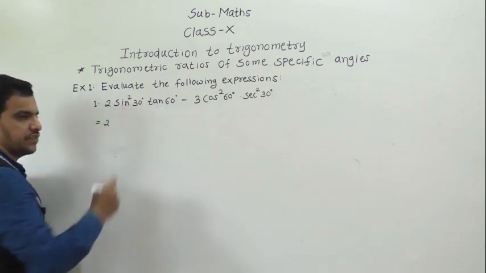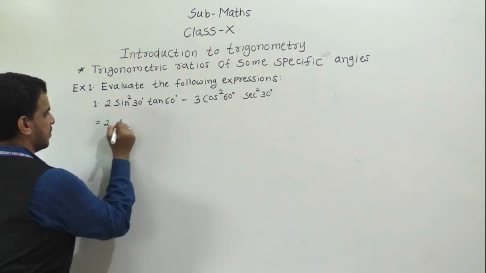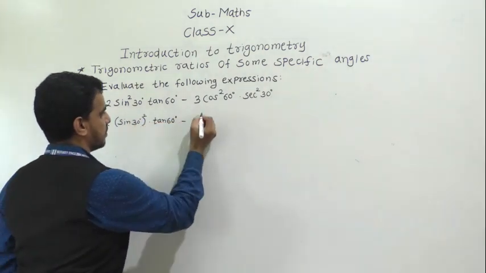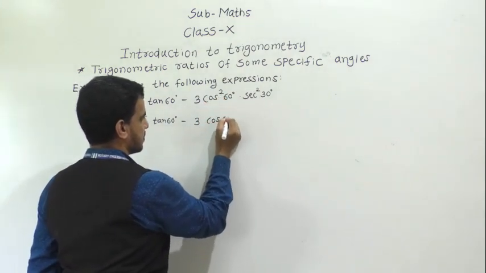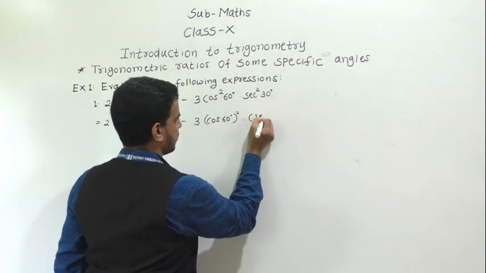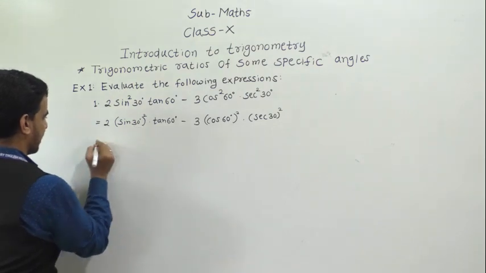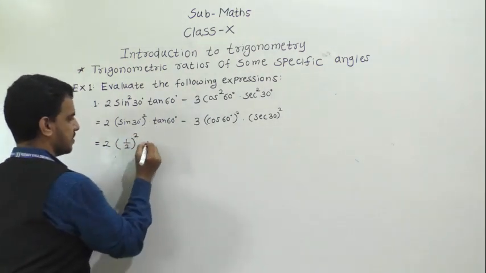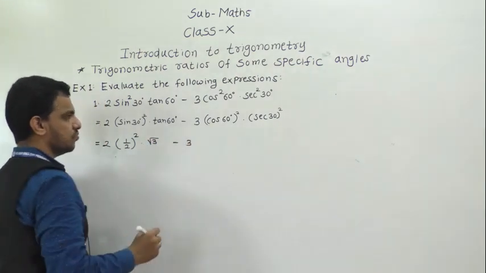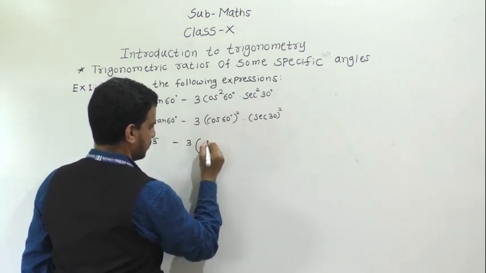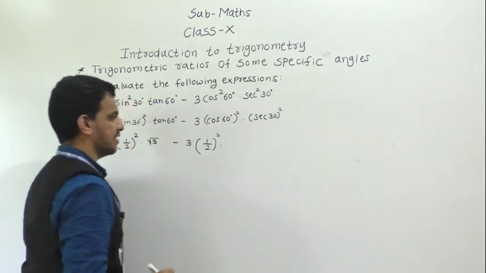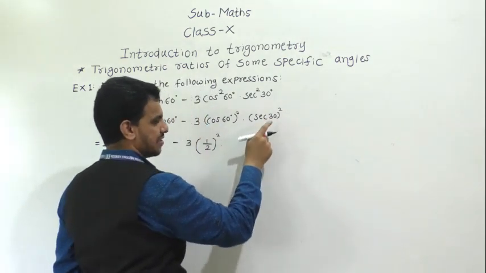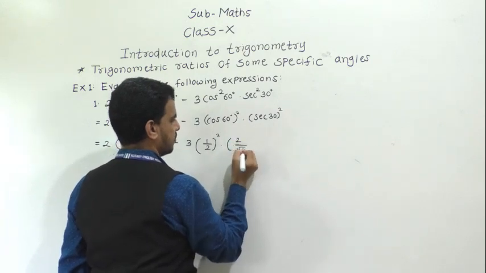So here 2 sine square 30, so sine square 30 means sine 30 degree bracket square into tan 60 degree minus 3 again cos square 60 degree, cos 60 bracket square, again sec 30 bracket square. Okay, now we have to put only values. So 2 into sine 30 value is 1 by 2, so 1 by 2 square into tan 60 is root 3 minus 3 into cos 60, that is 1 by 2 square, and into sec 30. Cos 30 is root 3 by 2 and sec 30 means reciprocal of cos, so that is 2 upon root 3 bracket square.